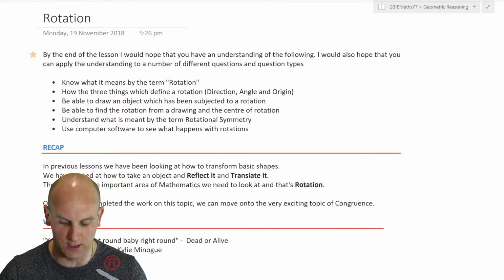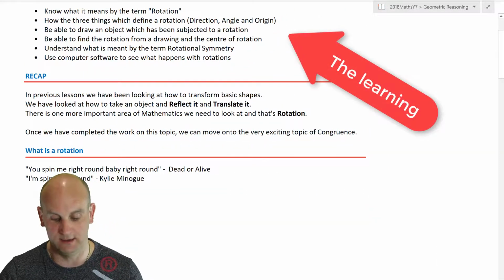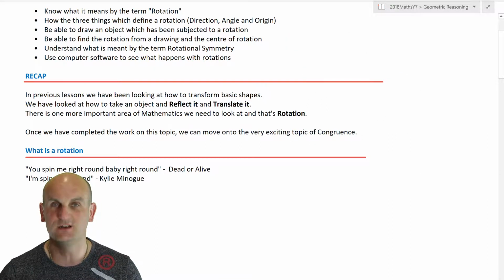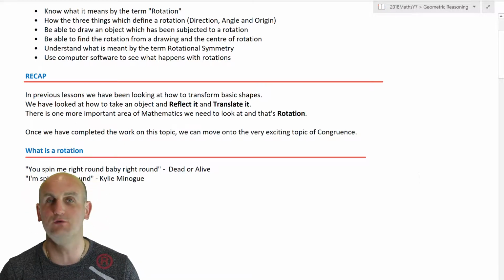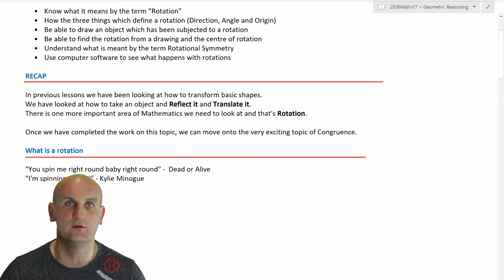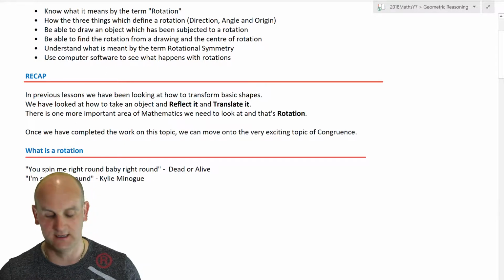Now, rotation. What are we going to do this lesson? Well, I suppose the key thing is to know what it means to be a rotation, to know 3 things that define a rotation. I'm going to jump ahead, but direction, angle, and center of origin. To be able to draw an object with a rotation that's defined, to be able to find the rotation, and to be able to understand what is meant by a rotational symmetry. All very exciting. And later on, at the very end, we're going to do something on GeoGebra. Now, if you've never met GeoGebra, it is awesome. It's a great piece of software that does all this exciting stuff for you.